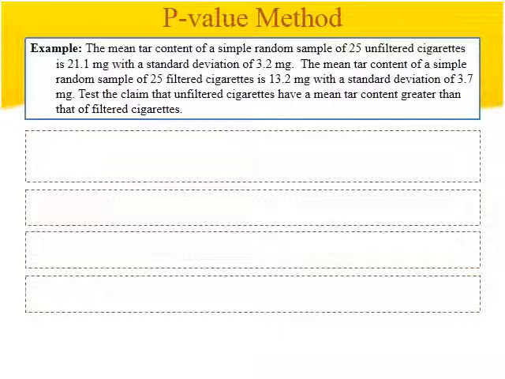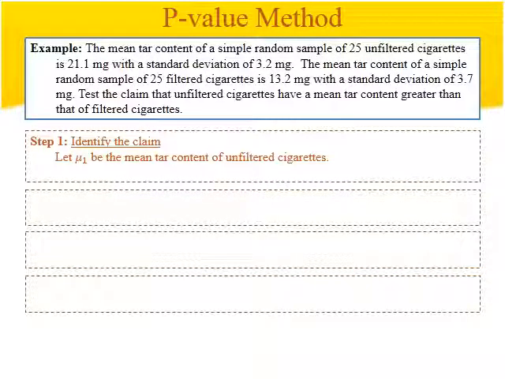So one of the first things we need to do is label our two samples. In other words, I want to label sample 1, or my population 1, to be the mean tar content of unfiltered cigarettes, which means mean 2 will be the mean tar content of filtered cigarettes. Just to keep those straight, now we're going to identify the claim here and write it in mathematical symbols. What we said was that the mean tar content of unfiltered cigarettes is greater than the mean tar content of filtered cigarettes. In other words, what we're testing is to see if the filters actually do have an effect.